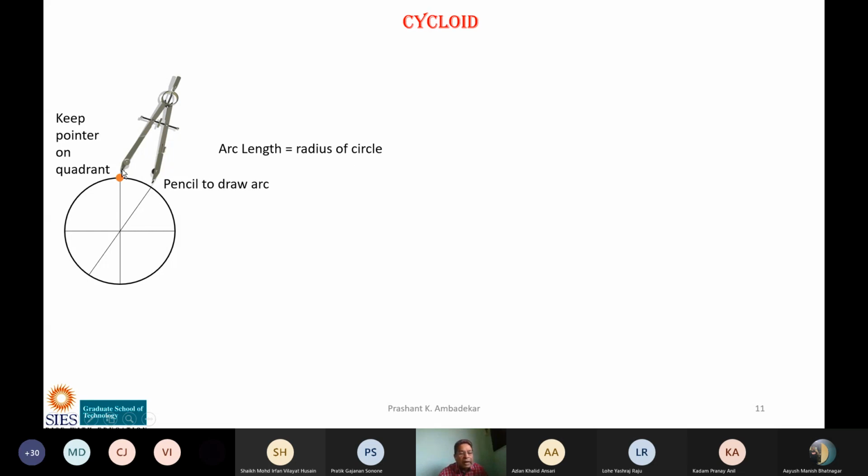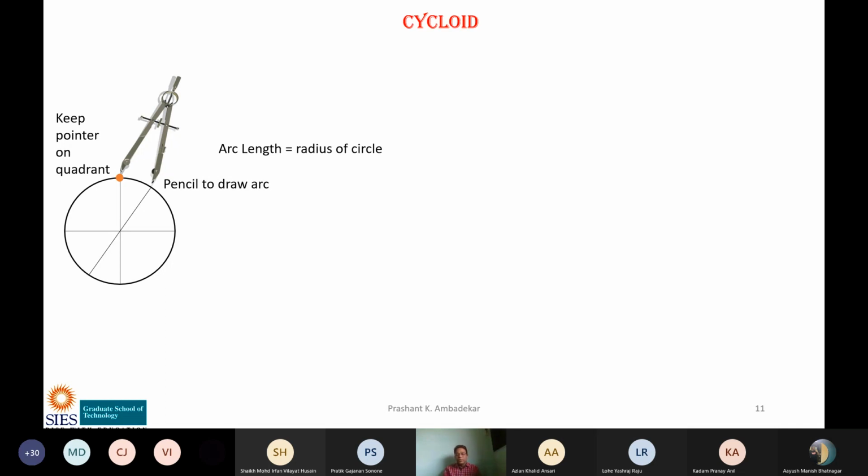Now what will be the arc? This distance will be equal to the radius of the circle. Take a distance in the compass equal to the radius of the circle. Now this distance we are not going to change. In the earlier problem, we saw how to divide a line into an equal number of parts. Now we'll see how to divide a circle into an equal number of parts. We are going to divide this circle into 12 parts. You can divide into 8 parts, you can divide into 15 parts also.